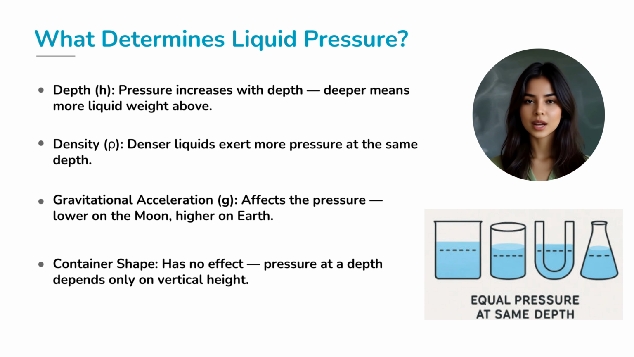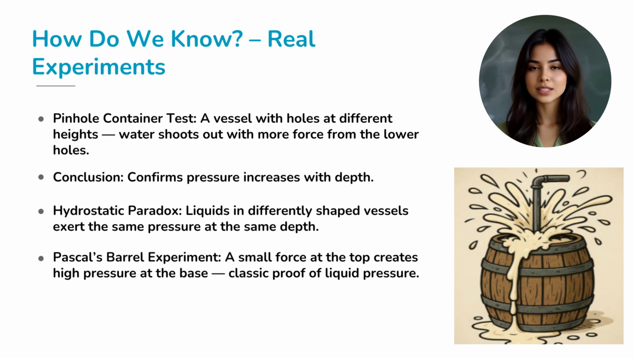As shown in the diagram, even if the container is wide, narrow, or oddly shaped, pressure at the same depth is equal. That's the elegance of physics: simple rules, universal truth. So, how do we verify this practically? Let's take a classic experiment: a can with small holes at different heights. When filled with water, the streams from lower holes shoot out farther than those from the top. Why? Because pressure is greater at the bottom. It's proof that pressure increases with depth.